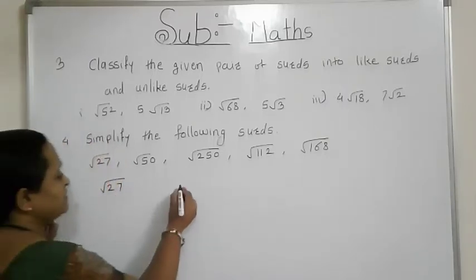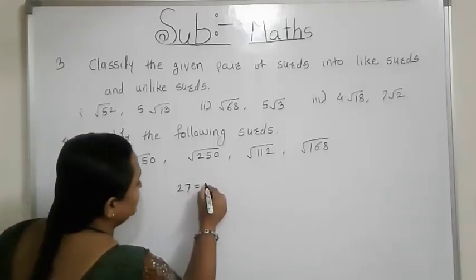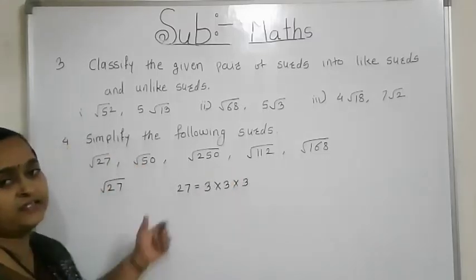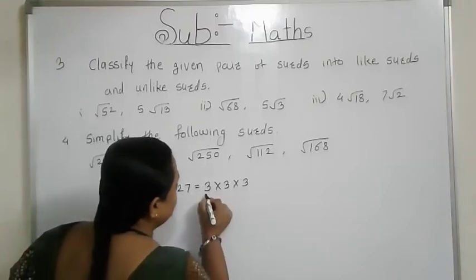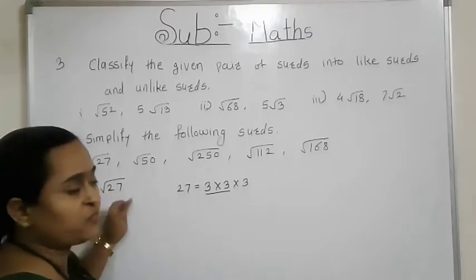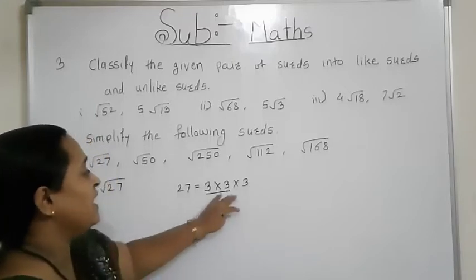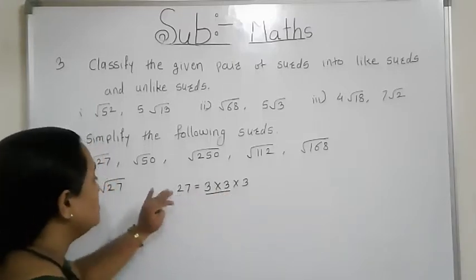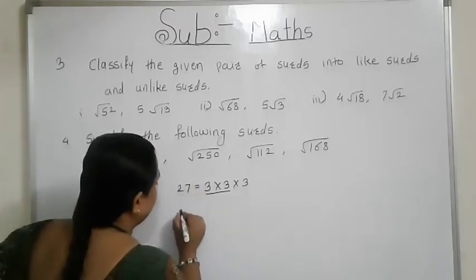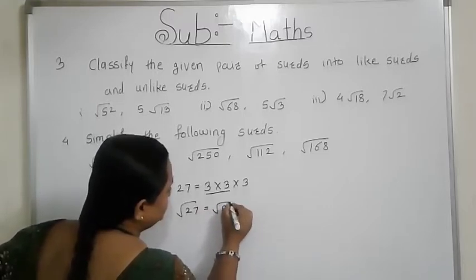Now see root 27 is there. Now if you write the factors of 27, then you can write 3 into 3 into 3. In this way you can write the factors of 27. Because the square root sign is there and we have to find the simplest form of square root 27. So 3 into 3 is 9, and then 9 multiplied by 3 is 27. So if you want to write down the simplest form of this, then you can write here that root 27 is equal to root 9 into 3.